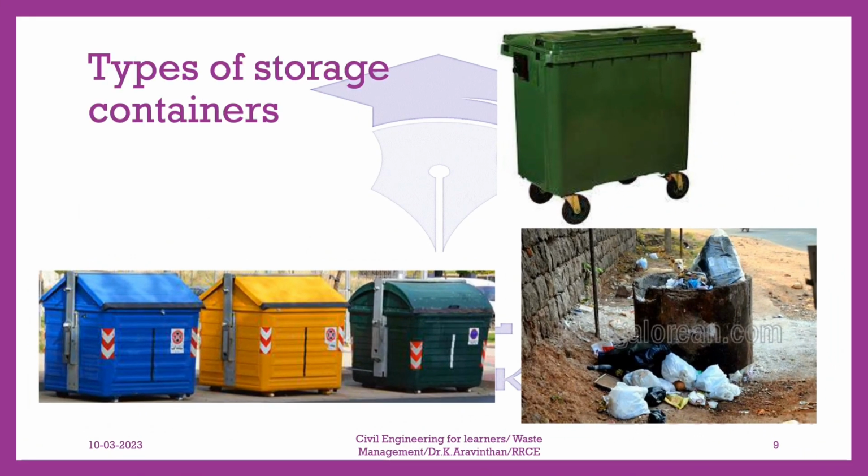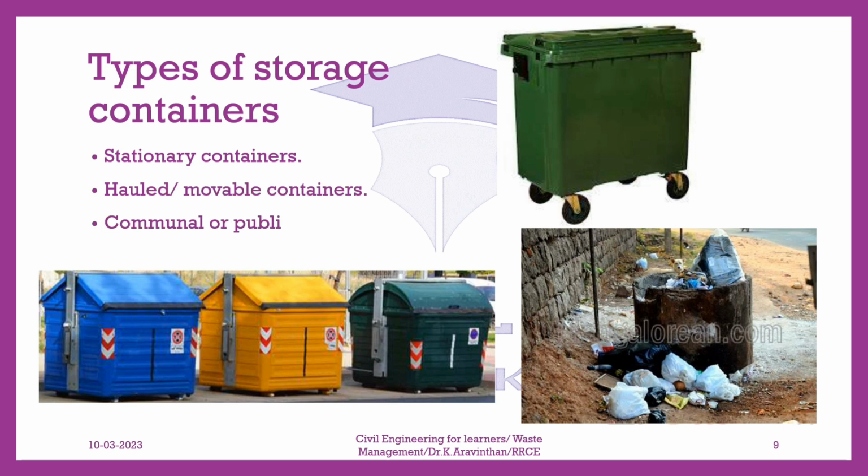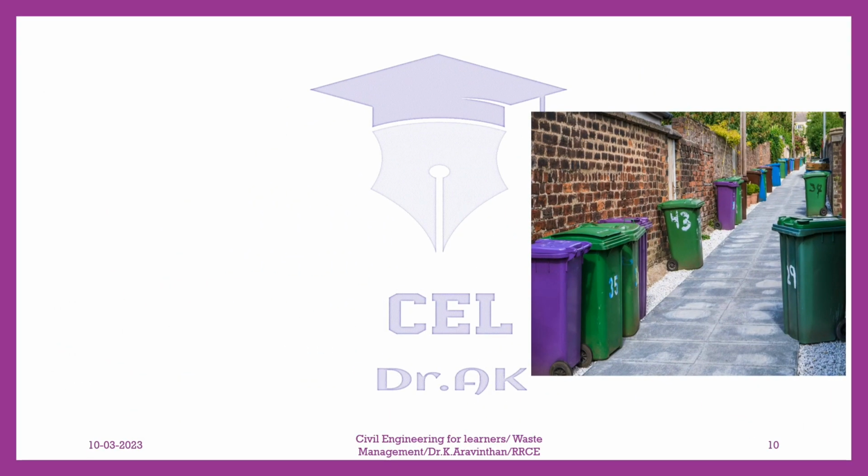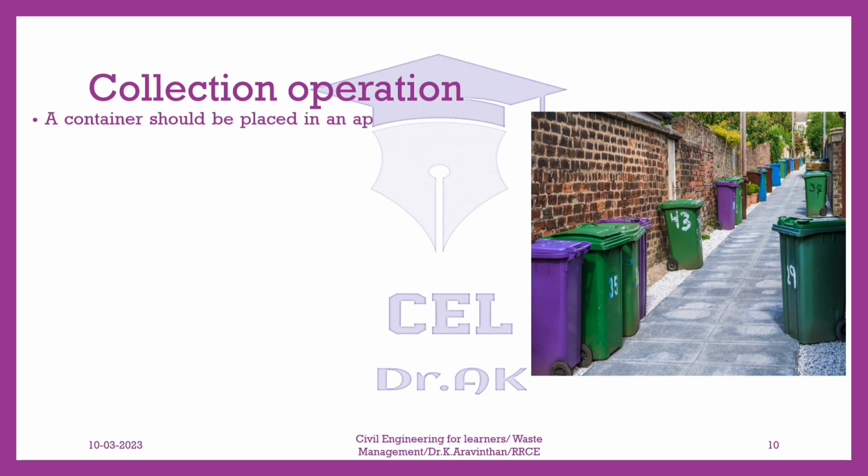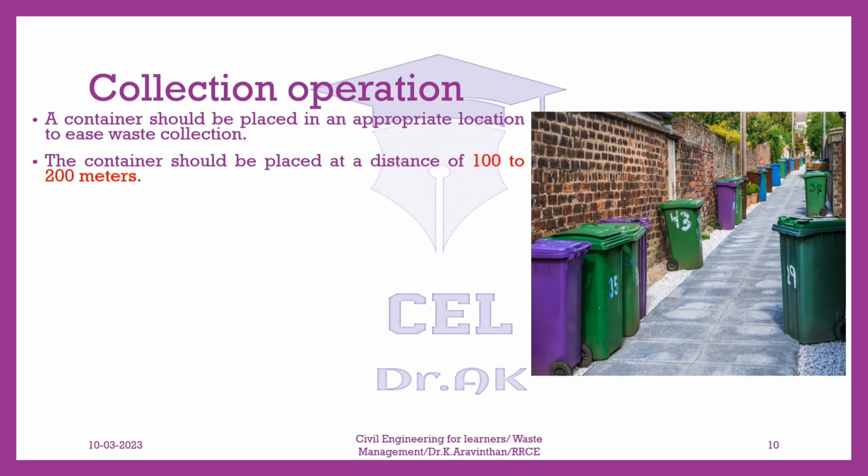Types of storage containers: stationary containers, hauled or movable containers, communal or public containers. Collection operation: a container should be placed in an appropriate location to ease waste collection. The container should be placed at a distance of 100 to 200 meters.